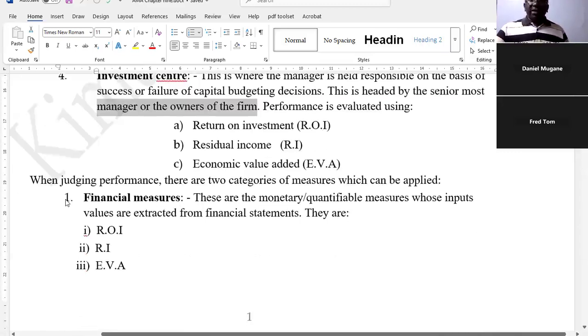Now, when you want to judge performance, there are two categories of measures that you can use. You can look at the financials. So this is what you can quantify.